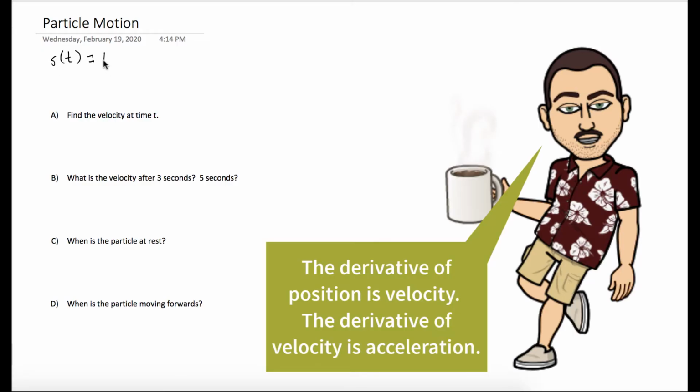So the position function of our particle is t to the third minus 9t squared plus 24t. To find its velocity, we just want to take the derivative of the position function. So we get 3t squared minus 18t plus 24.